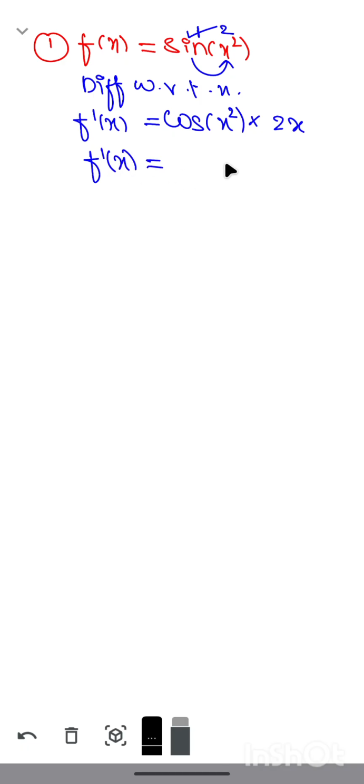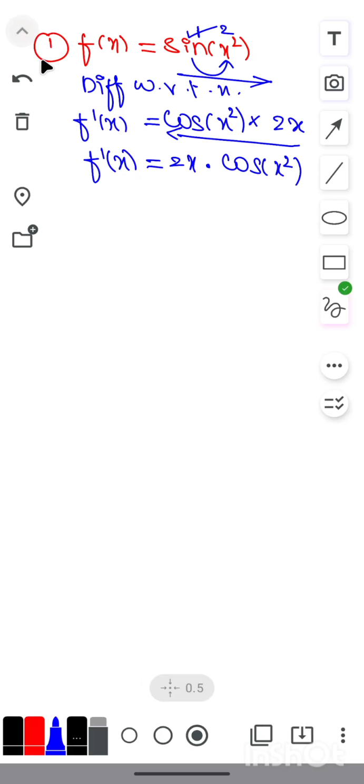So differentiation of f of x is nothing but f dash of x. As we have considered the functions in a forward direction, we are rearranging the functions in a backward direction. So the first function is 2x and the remaining is cos of x square. Finish. This is our final answer. Clear? Now let us understand how to solve the same problem in a simple way.